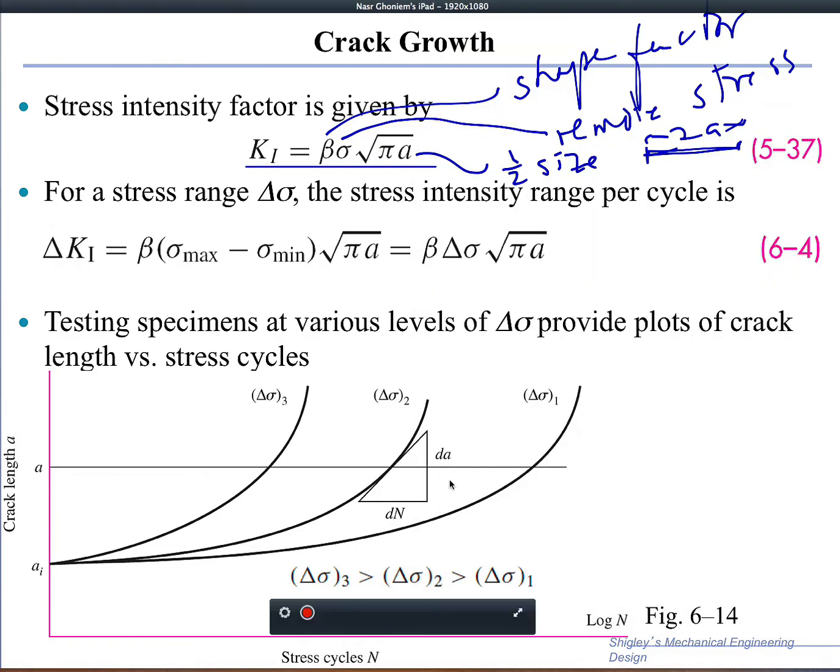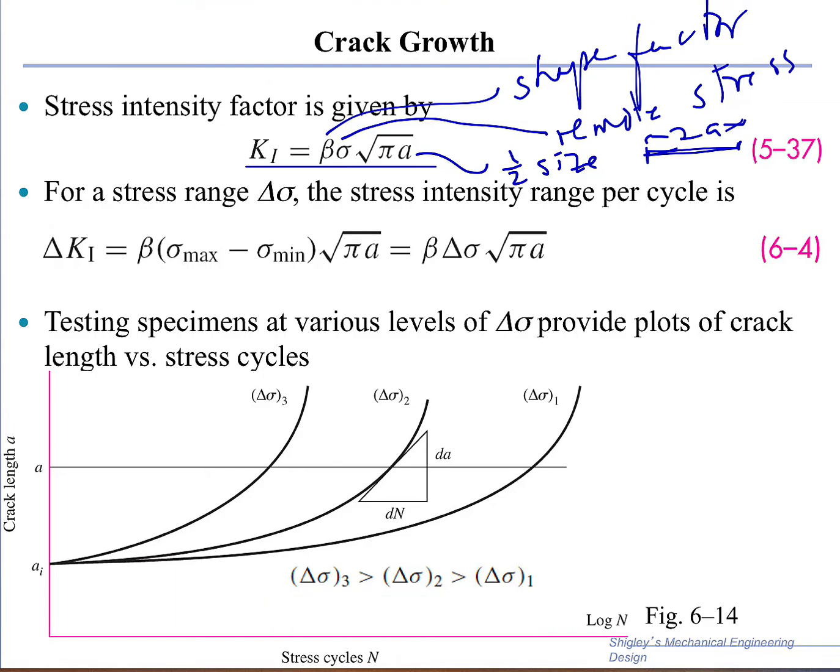And in here, to characterize that, we will define the stress intensity range. The stress range is delta sigma, and the stress intensity range per cycle has the same beta, but now the difference between maximum and minimum stress times the square root of A. So it is basically delta K1, this is 1, not I. Delta K1 is beta times delta sigma square root of A, and delta sigma is what you have when you do the fatigue test.